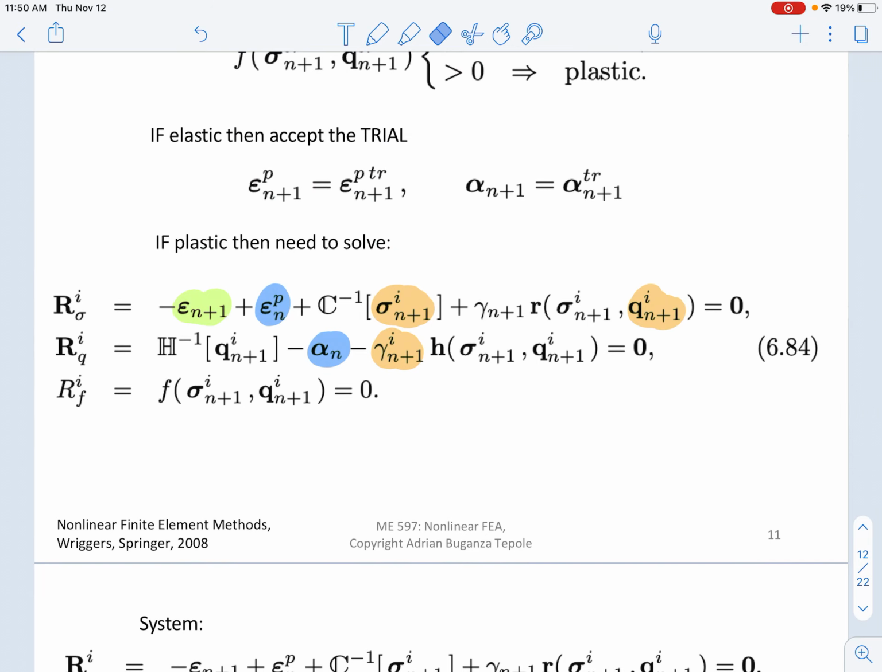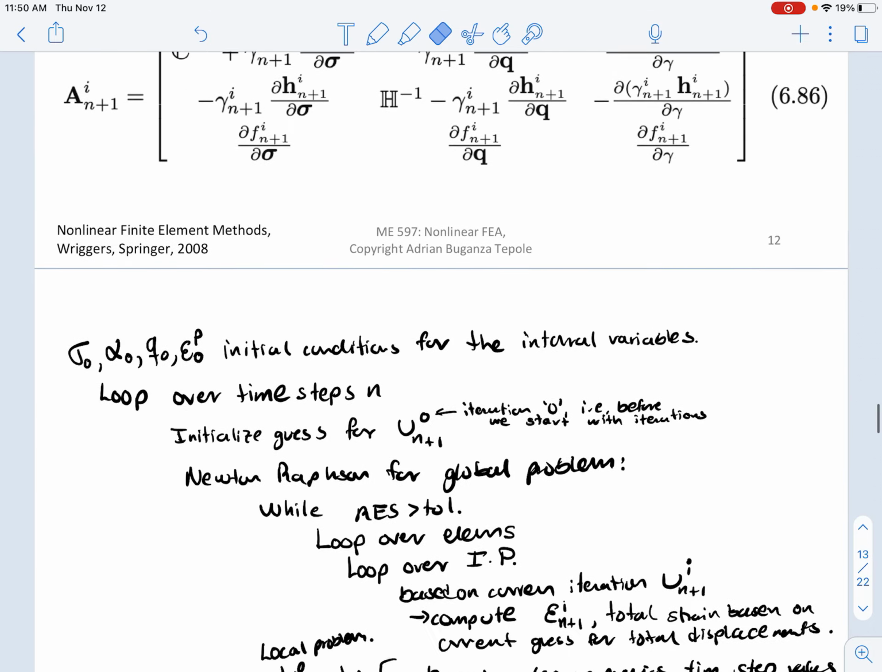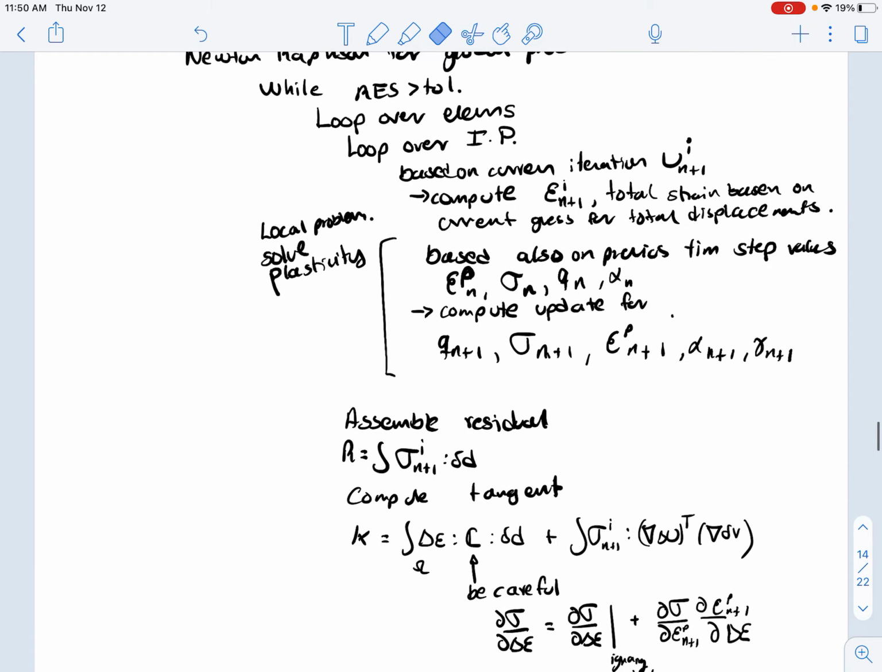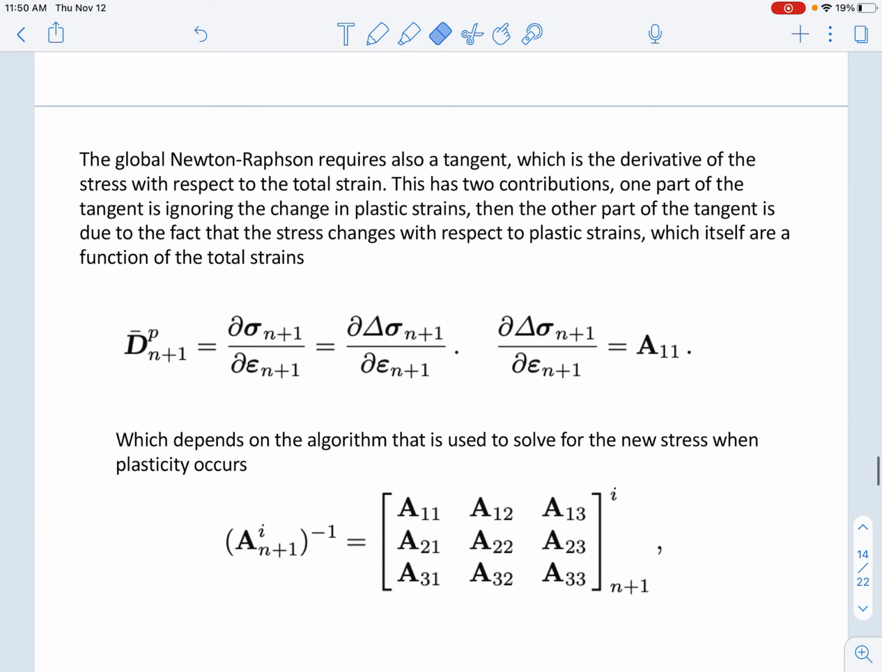So if your new stress is a function of all the other variables, all the other orange variables, then this one would actually have not just the derivative with respect to the epsilon p, but you would have derivative with respect to the alpha, and then alpha with respect to the increment in the strains, and so on. And that's it. So hopefully this structure makes sense.